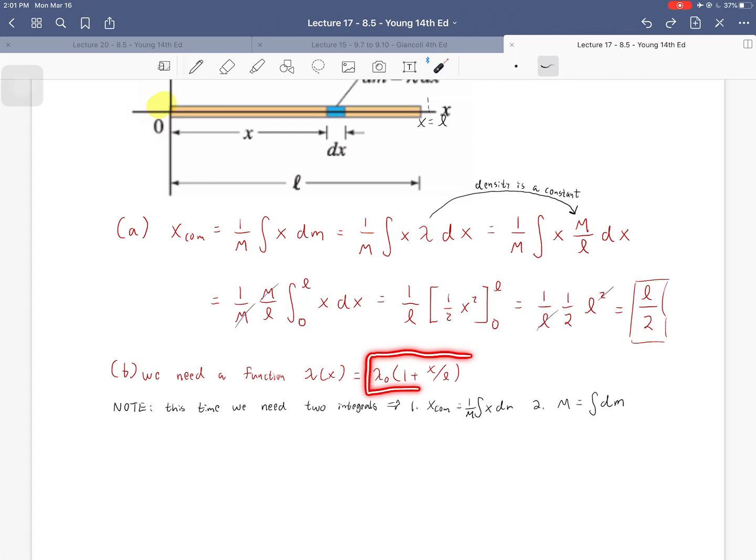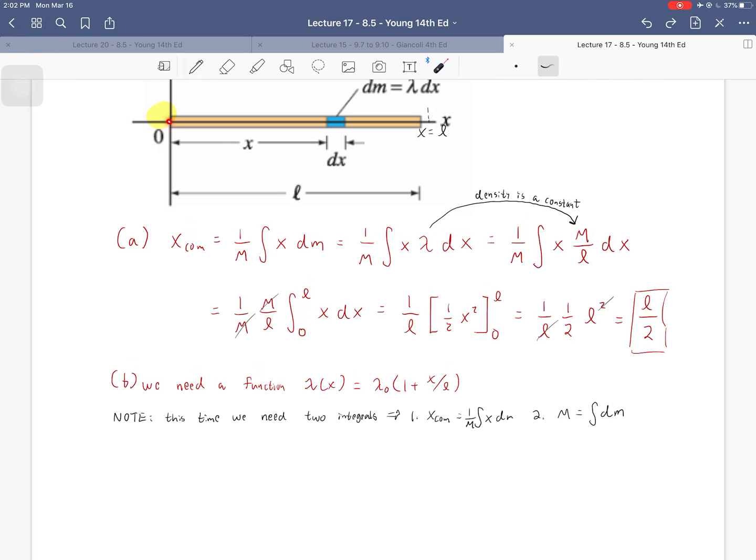And essentially the idea here is that this comes simply from thinking about the equation of a line, because we have 2 points on the line. We have 2 density points. We have a density at one end where x equals 0, and we have another density at the other end where x equals L. If you use those 2 points and use the point-intercept format of finding the equation of a line, you get this.